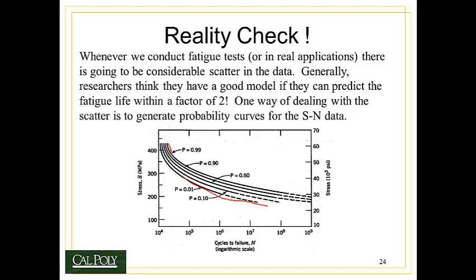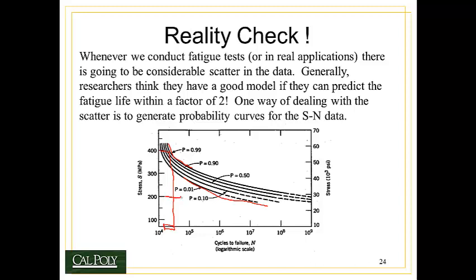Compare that to this top curve, which has a probability of failure of 0.99, and that means 99% of the samples will have failed when they reach that curve. In between is a whole range of probabilities. You can see that the probability span is rather short. In fact, at high stresses of say 400 megapascals, there's a very narrow range over which our samples will fail in terms of the number of cycles to failure.